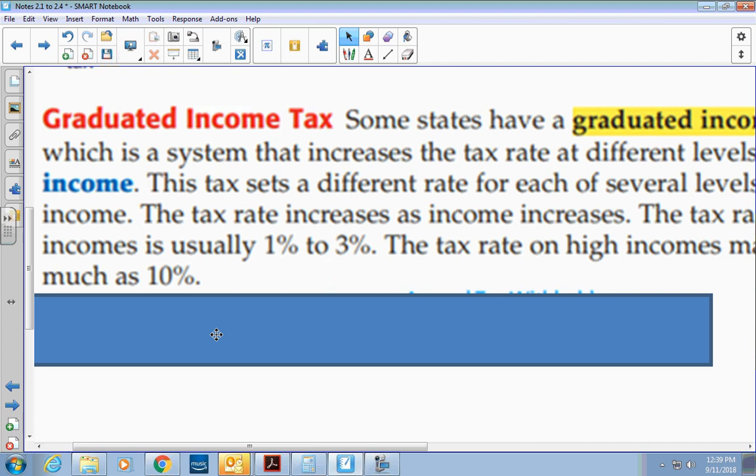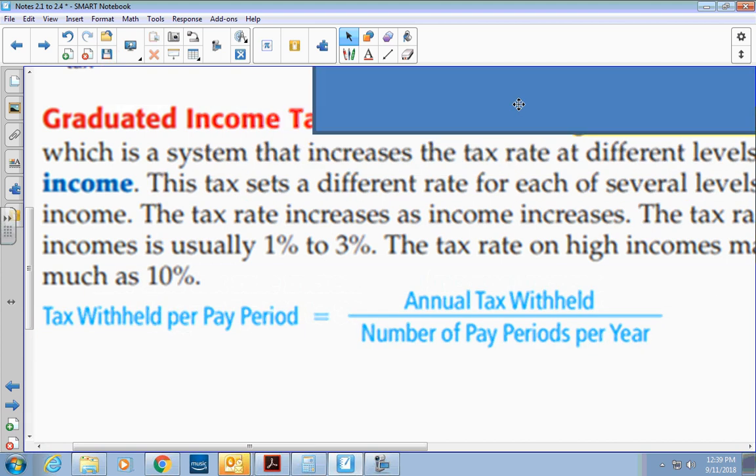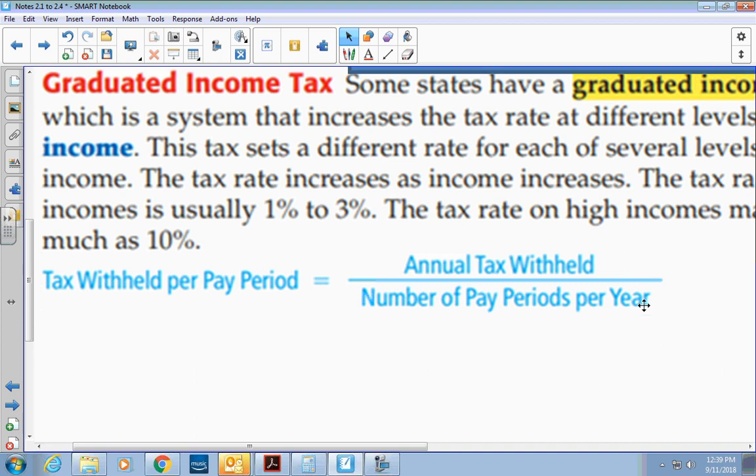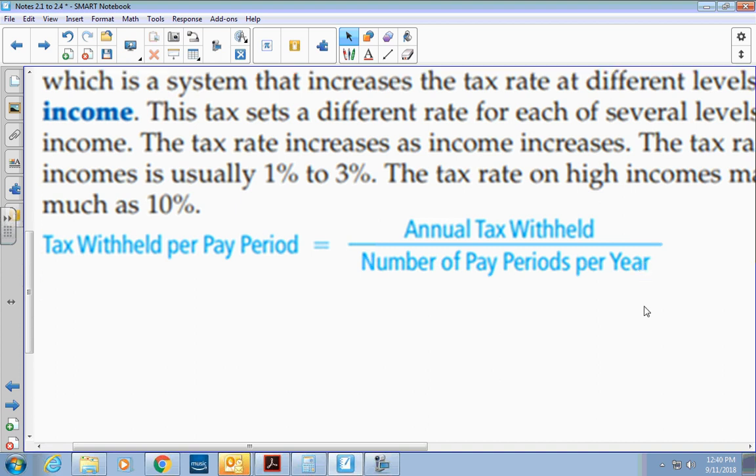Okay, so you guys please write this down. When we find our annual tax withheld, we are going to divide that by how many pay periods there are per year. And those of you who thought you'd forget everything you learned in chapter 1, unfortunately, you cannot do that.